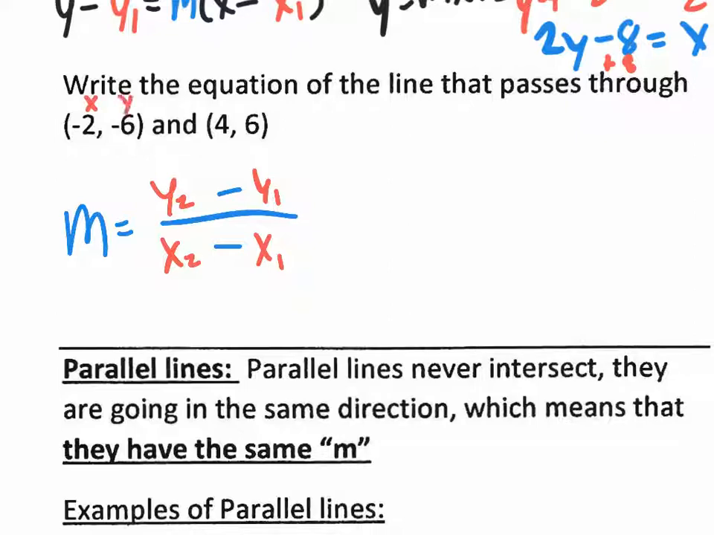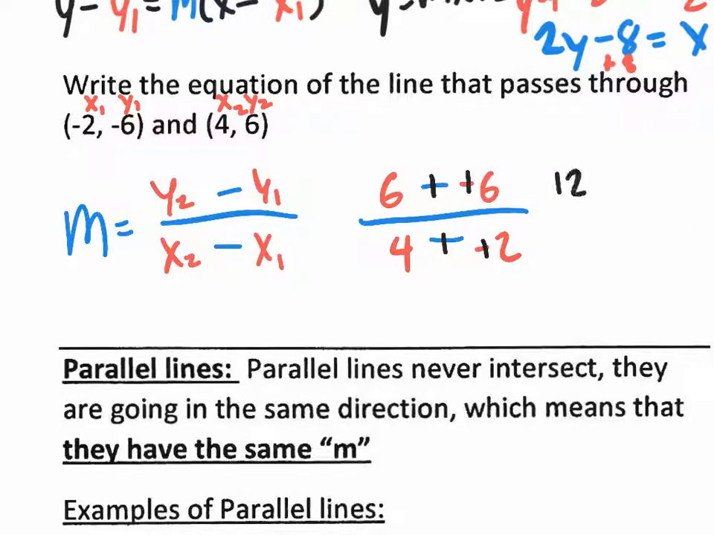So your x and your y, this is your first coordinate. This is your x and your y from your second coordinate. Let's plug in our values. Do the division and the subtractions first. y2 is 6, y1 is -6, x2 is 4, x1 is -2. And of course, we change the minus to plus, and we end up with 12 over 6, which is what? 2. So far, we have the m value of 2.